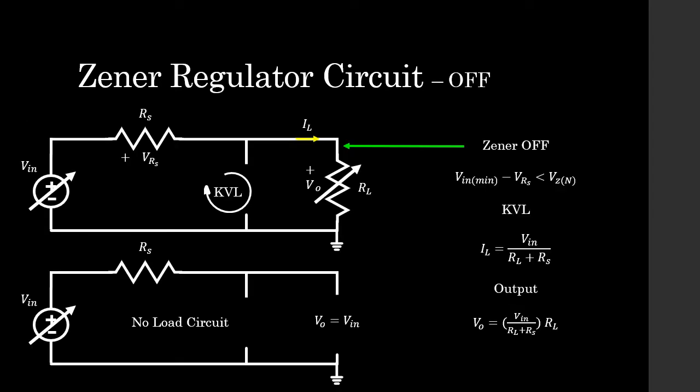The first step to analyzing the Zener regulator circuit, students, is to assume that our Zener diode is switched off. And that means that we don't yet have a voltage at this terminal that is greater than our Zener voltage. So that's how we define this here. We know that our input voltage minimum minus the voltage dropped across our resistor RS is less than whatever our Zener diode breakdown voltage needs to be.